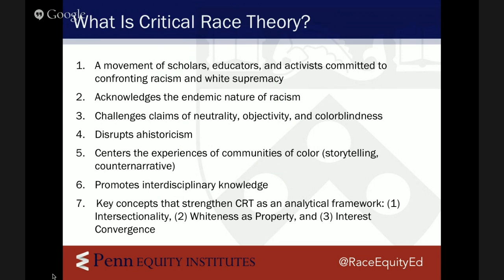Second, critical race theory acknowledges the endemic nature of racism. And when we talk about endemic, I think the best way to understand it is that it's everywhere. Gloria Ladson-Billings talks about racism as normal. But basically, racism permeates every social system, whether it's education, politics, you name it. Racism and white supremacy is there.